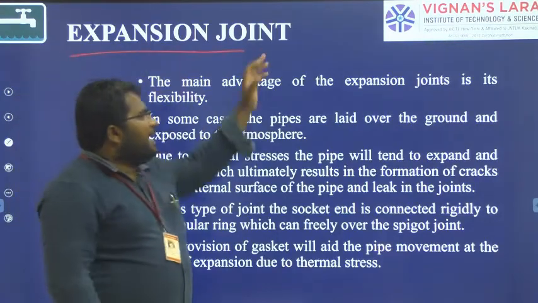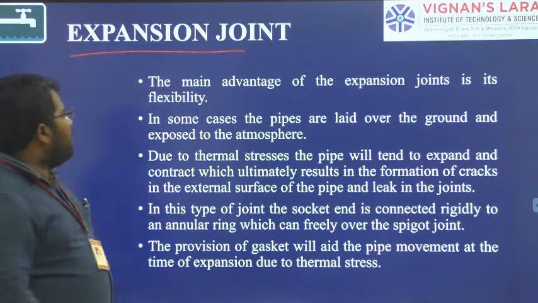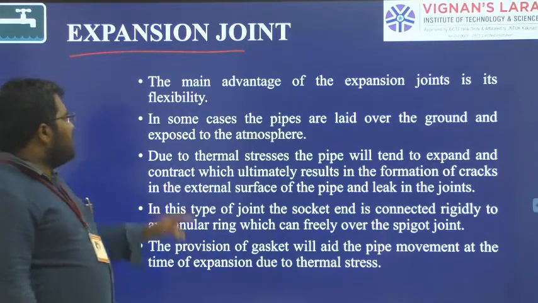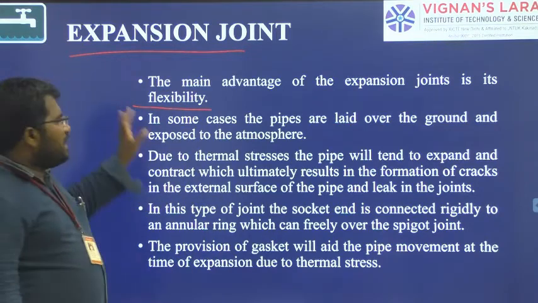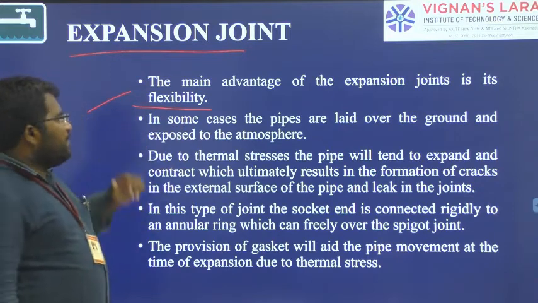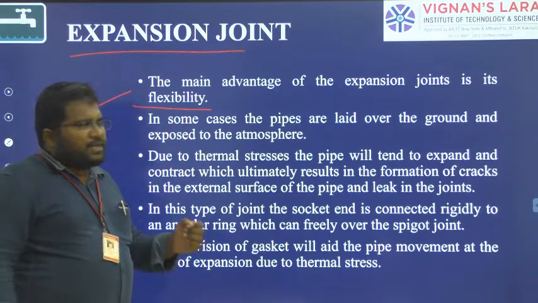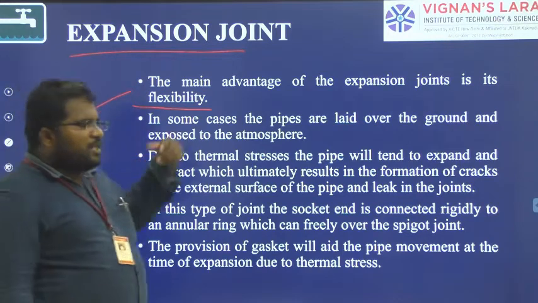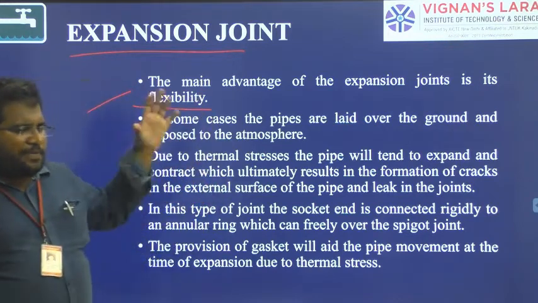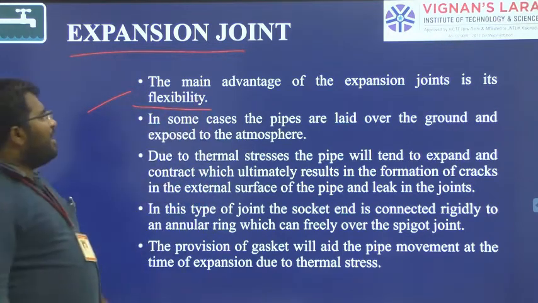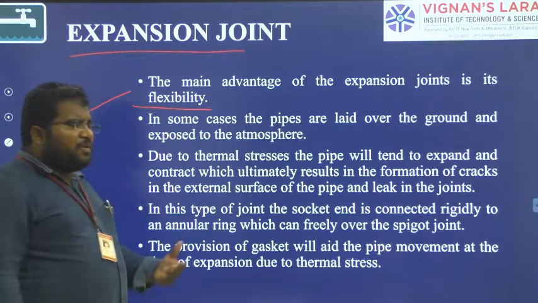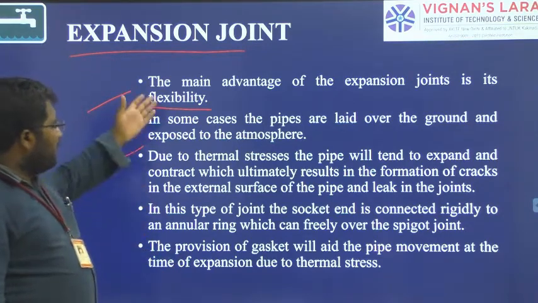Next, we have the expansion joint. That means it is going to expand. The main advantage of this expansion joint is flexibility. This is a type of flexible joint. Next, in some cases, the pipes are laid over the ground and exposed to the atmosphere. Normally, pipes will be underground, but whenever we have pipes over the ground, you can use this.